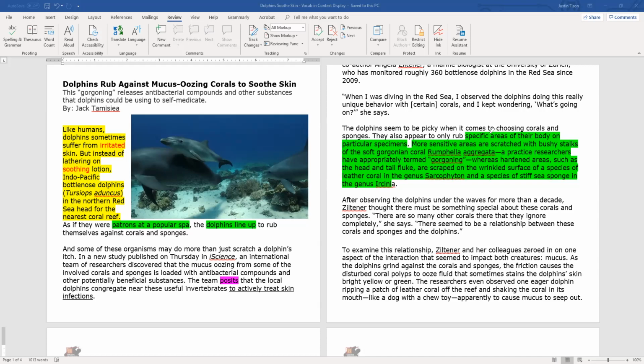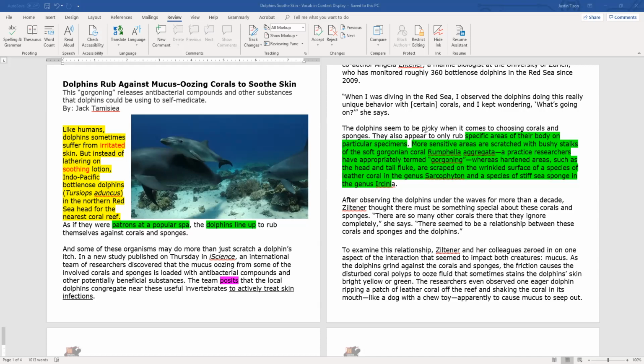Same thing here if you look over to the right, where it says specific areas of their body on particular specimens. Maybe I don't really understand what that means. I mean, this is a science nonfiction text. There's going to be a lot of science-based words or concepts that I'm not always familiar with. So what do they mean when they say specific areas of their body on particular specimens?